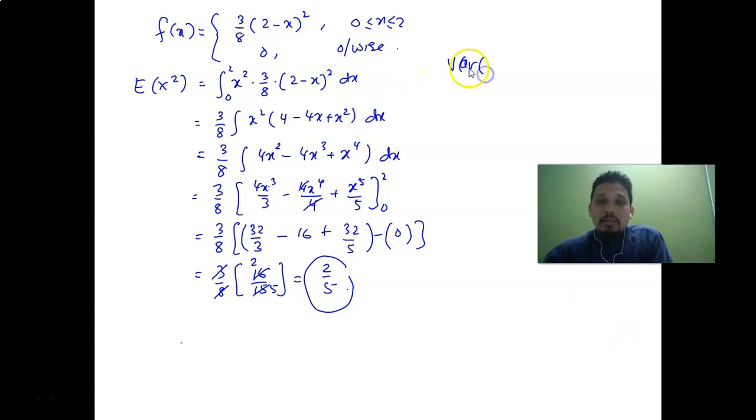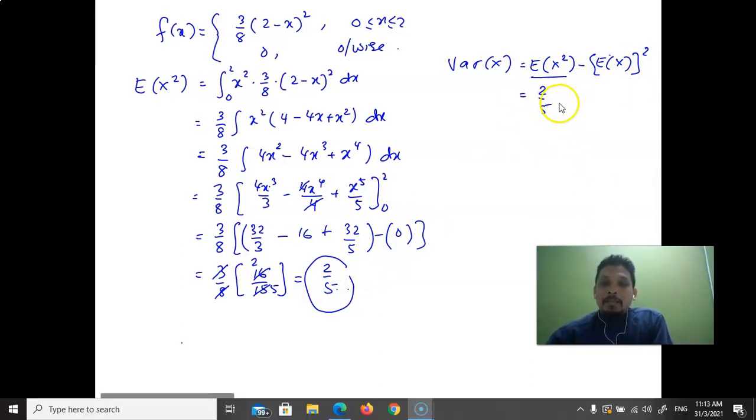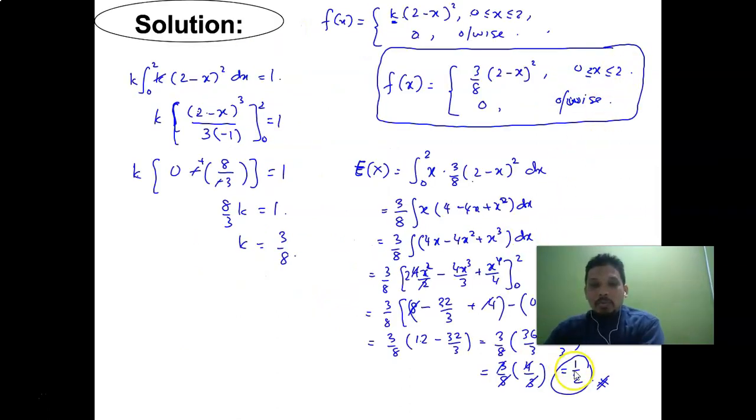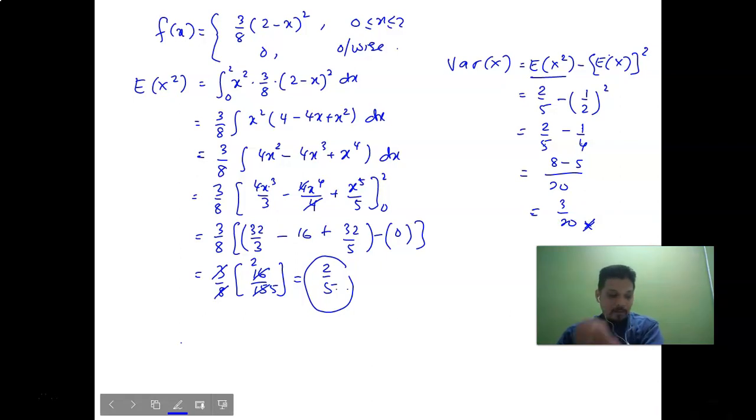So variance of x equals E(x squared) minus (E(x)) squared. E(x squared) is already here, 2 over 5, minus, E(x) equals half, 1 over 2, squared. 2 over 5 minus 1 over 4. 5 times 4 equals 20. So 2 times 4 equals 8 minus 1 times 5 equals 5. 8 minus 5 equals 3 over 20. Okay, so that is the value of the variance of x.